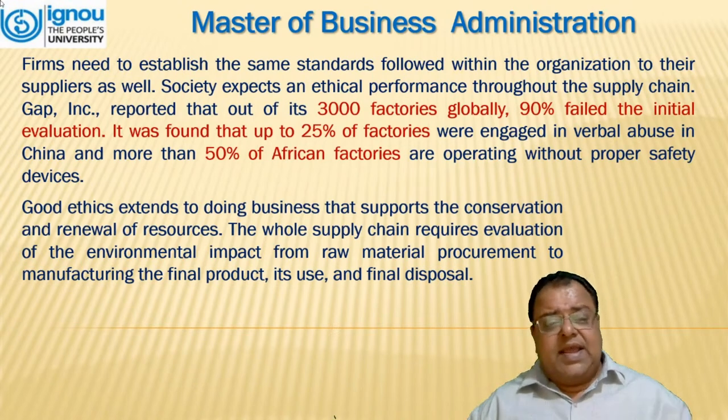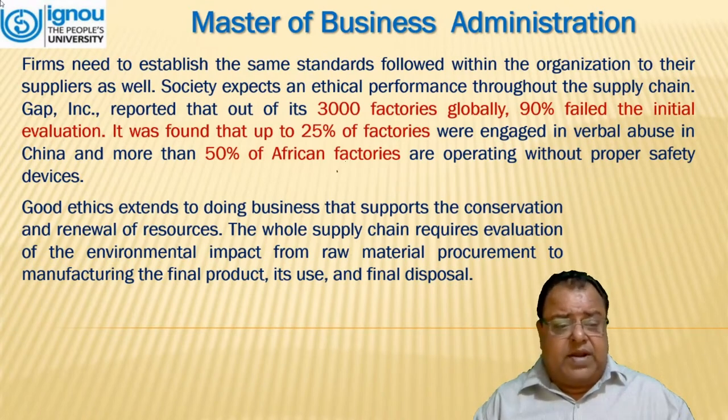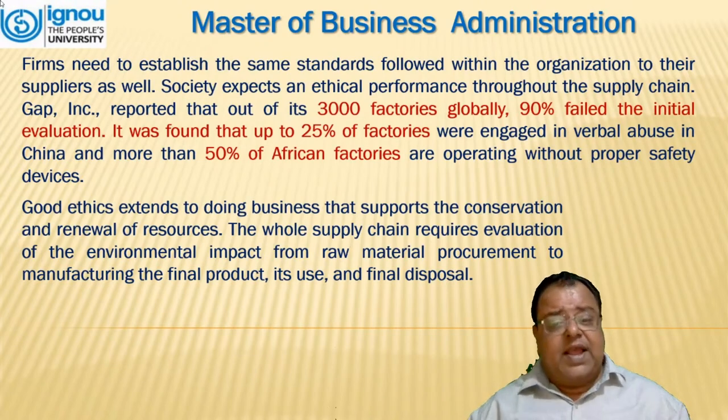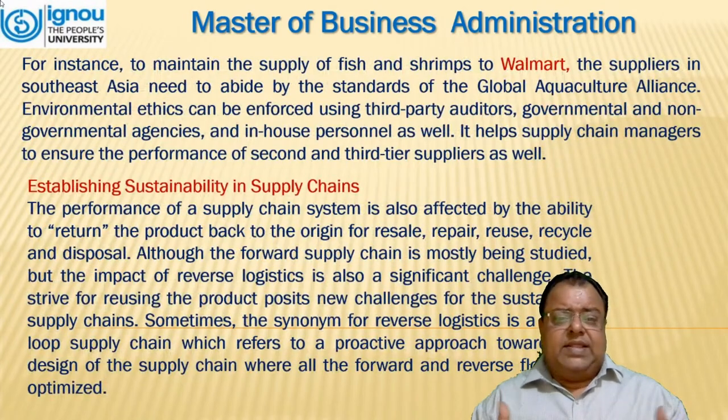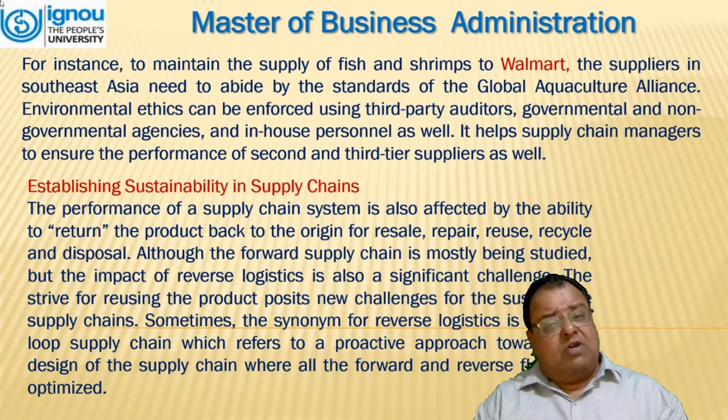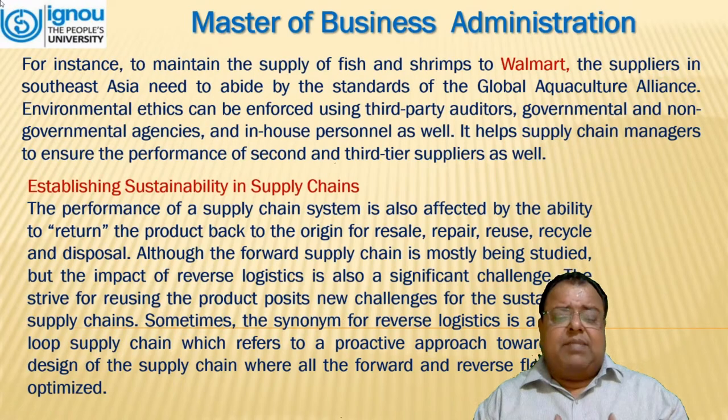Good ethics extends to doing business that supports the conservation and renewal of resources. The whole supply chain requires evaluation of the environmental impact from raw material procurement to manufacturing, the final product in use, and final disposal. For instance, to maintain the supply of fish and chips to Walmart, the suppliers in Southeast Asia need to abide by the standards of the Global Aquaculture Alliance.